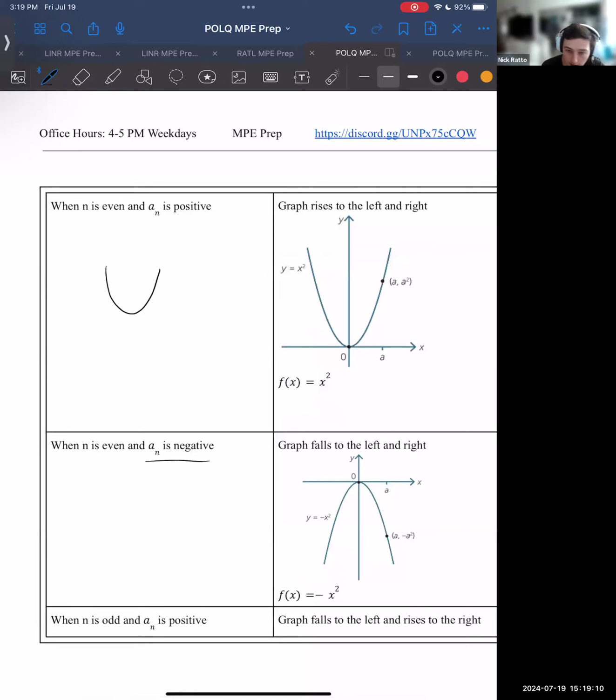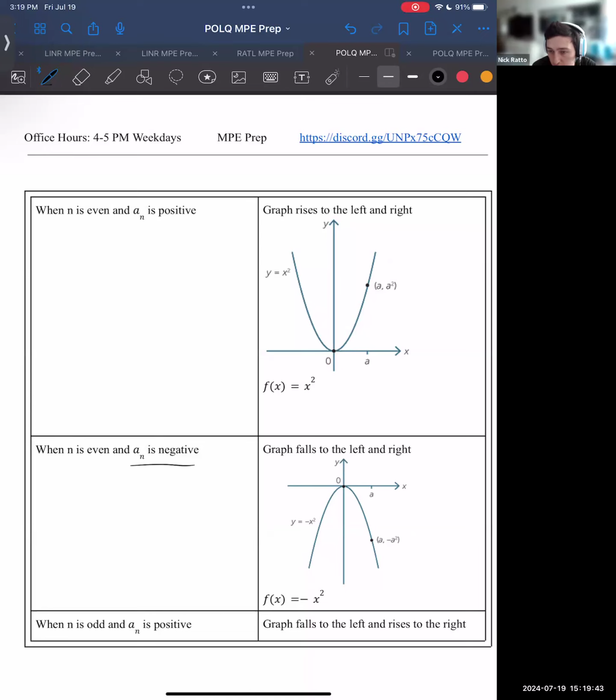If a sub n is negative, that first term is negative, we can imagine the graph just gets flipped upside down, right? It's the same thing as taking all your outputs and reflecting them about the x-axis. And then, okay, if all of the even powers look like that, then what is differentiating x squared and x to the fourth and x to the sixth? Because surely they must look different. And they do.